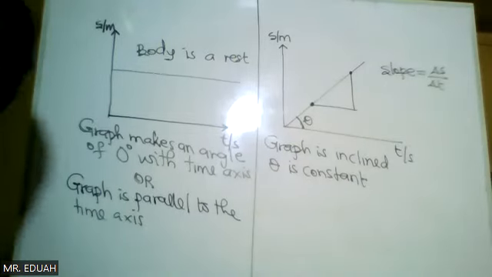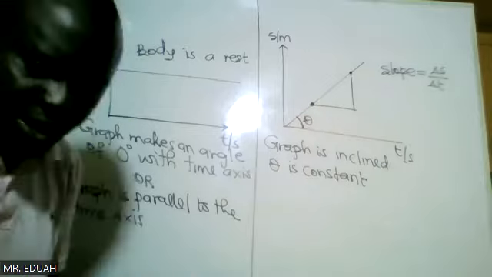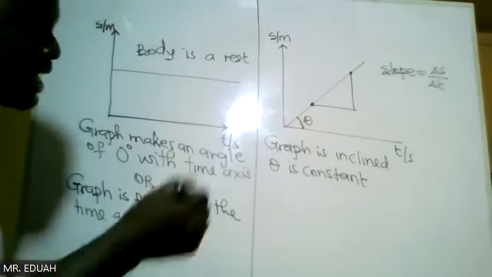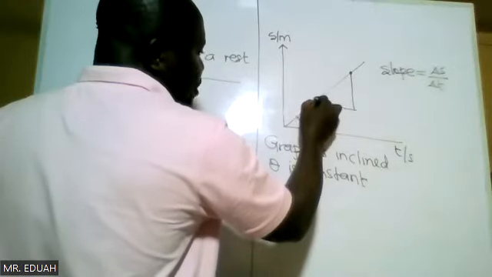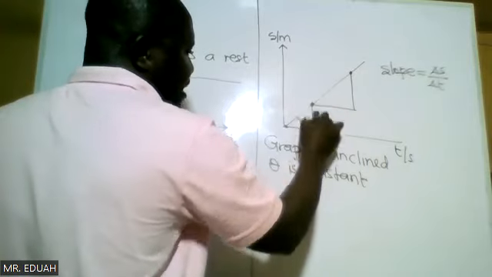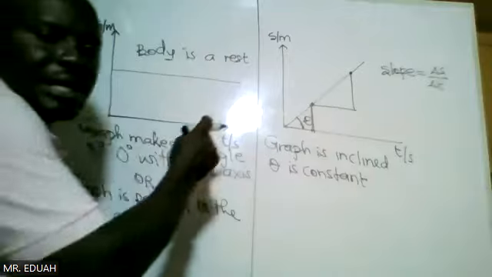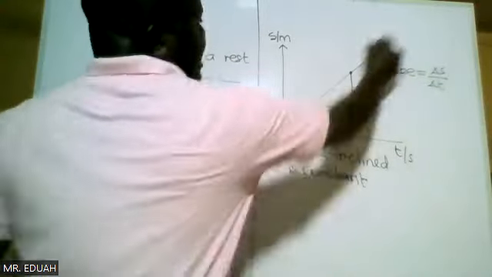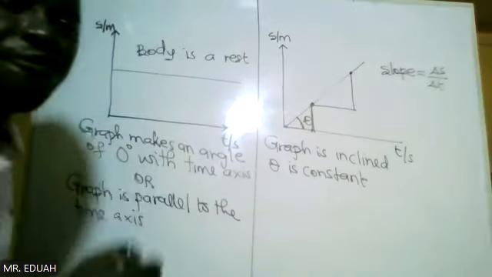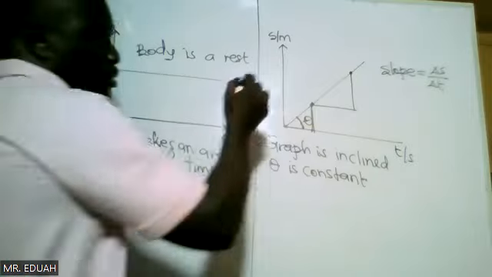The slope of a displacement time graph would give you velocity. And this velocity is constant. If you take any two different points, this and this, to find the slope, you get the same value. Because the value is the same along the straight line, we say that this is a uniform or constant velocity graph.